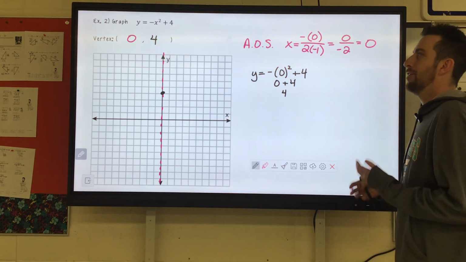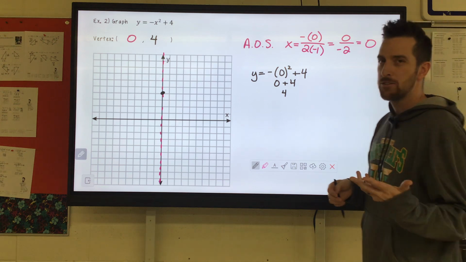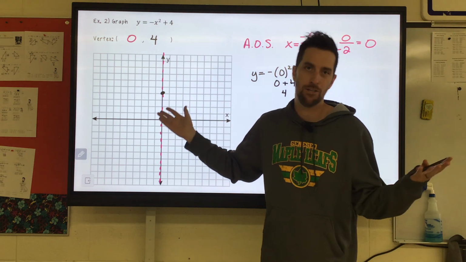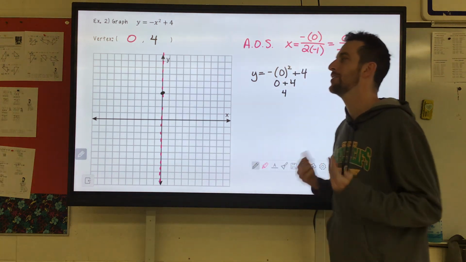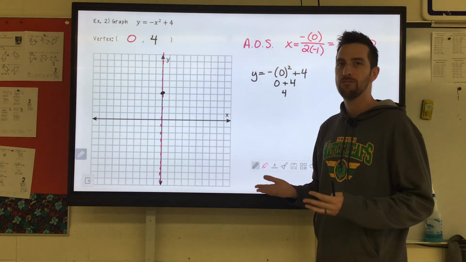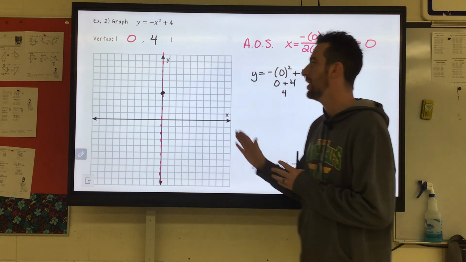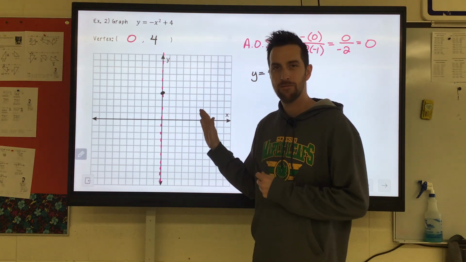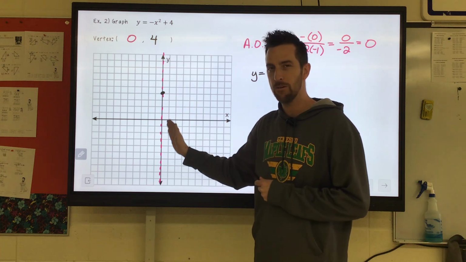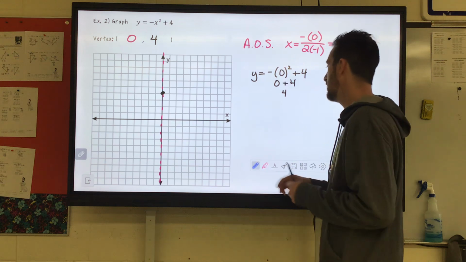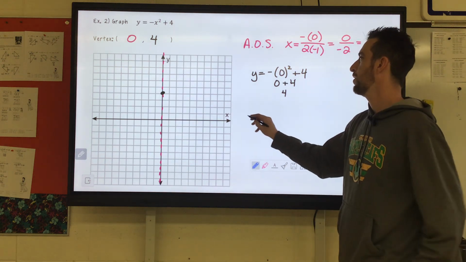We don't get a free coordinate with the y-intercept because, look, we already have a point at 0, 4. So no free points on this one. So we're going to pick 2 numbers to put in for x and solve them out so we can get some corresponding y's. Again, I always just pick the next 2 over from the axis of symmetry. If we're at 0, I want to pick 1 and 2. Those are just going to be easiest for me. So let's see what happens when we pick 1.